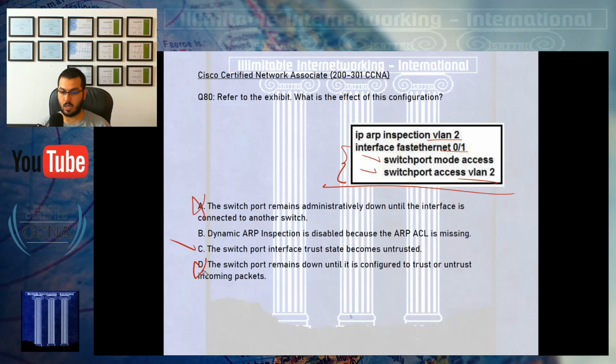No, and no. I will go with C. Definitely, I will go with C, because it was on VLAN 1, it was trusted. You injected it into an untrusted broadcast domain, which is VLAN 2, and thus it goes down. Okay, so this is C for question 80.